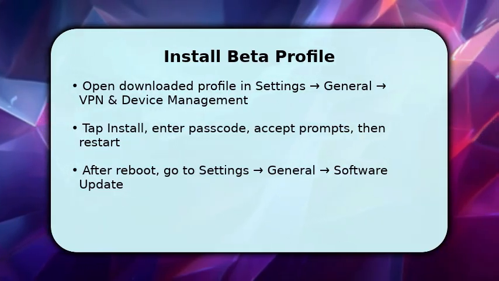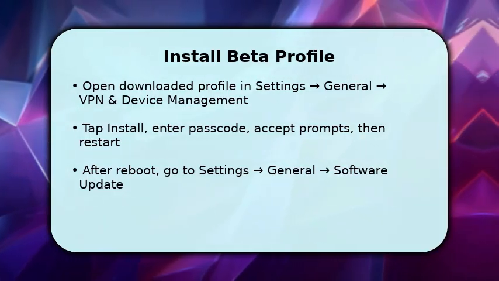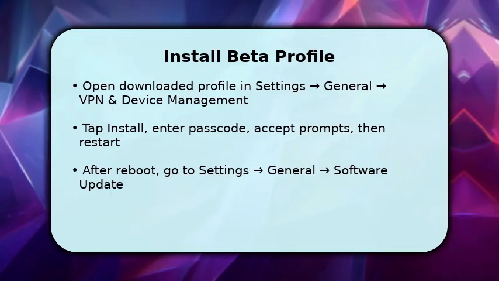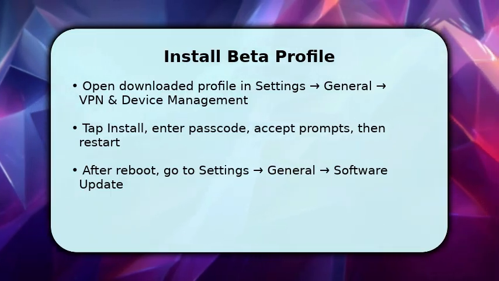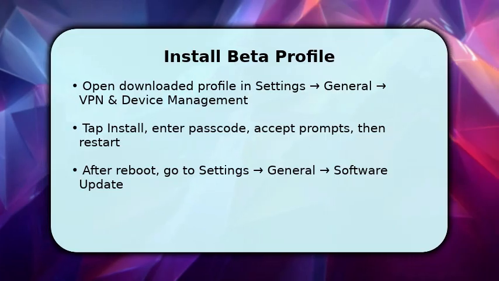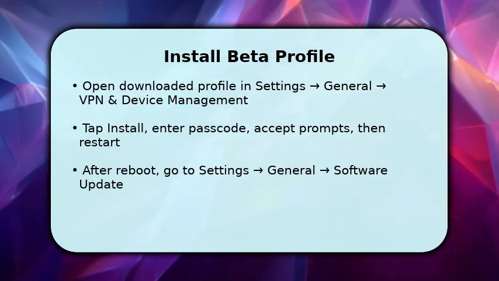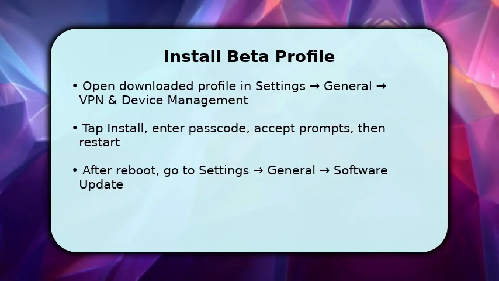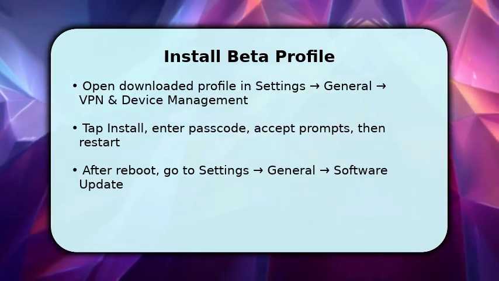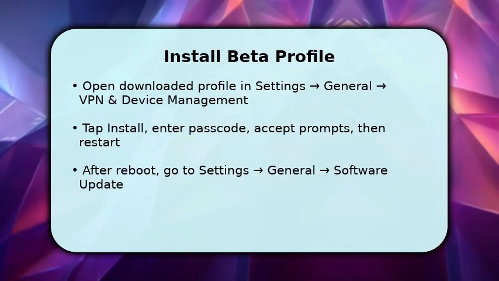Once the profile is in Settings under Device Management, tap Install and follow the prompts. You may need your passcode and to accept certificates. After installing, immediately restart the iPad so the system recognizes the new provisioning. Then navigate to Software Update. The beta build should appear.